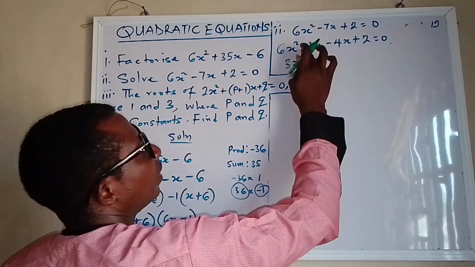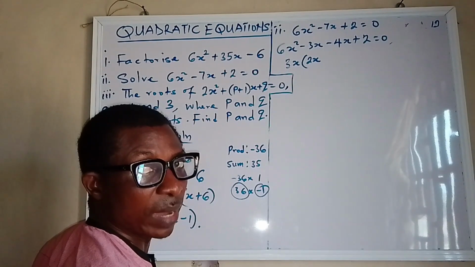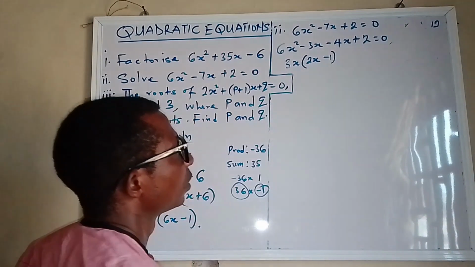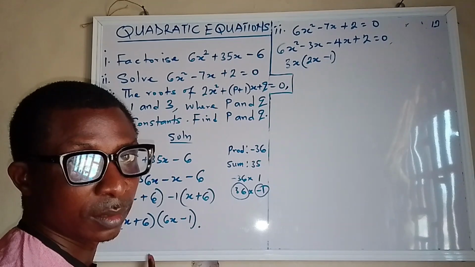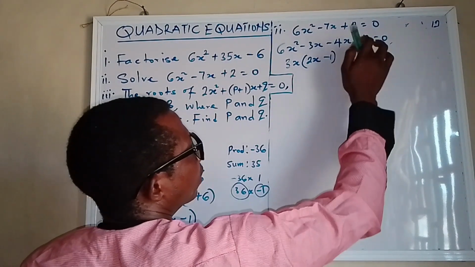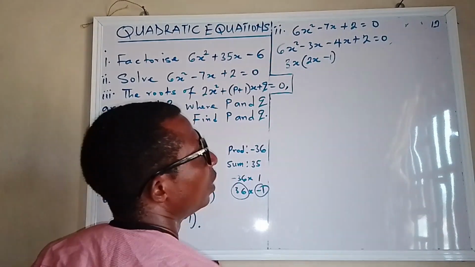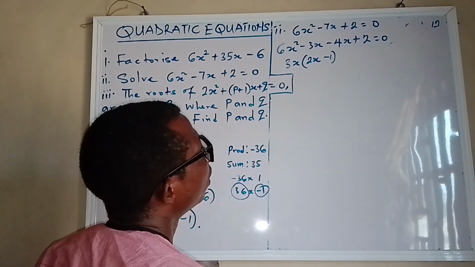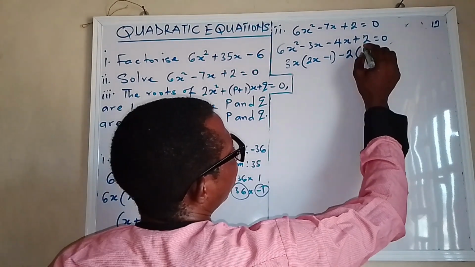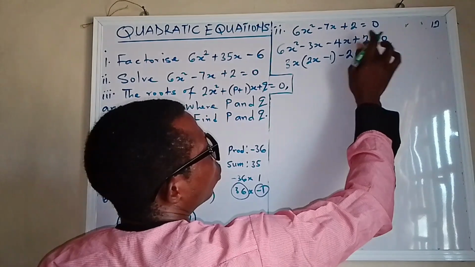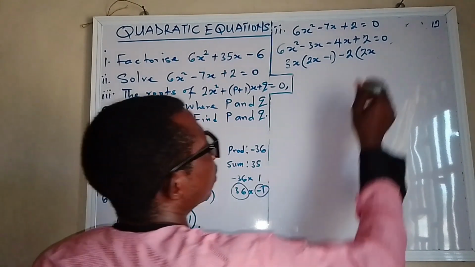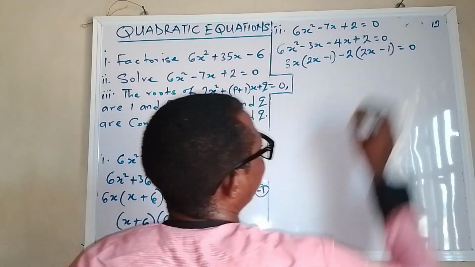2x. When you divide this one by 3x, you have minus 1. And let's come here. The common factor here is minus 2. Minus 2 can go here, can also go here. So minus 2 goes in minus 4x. So we have minus 2. You bring out the factor, so we have 2x. Minus 2 goes in 2. That is minus 1. You have minus 1 equals to 0.